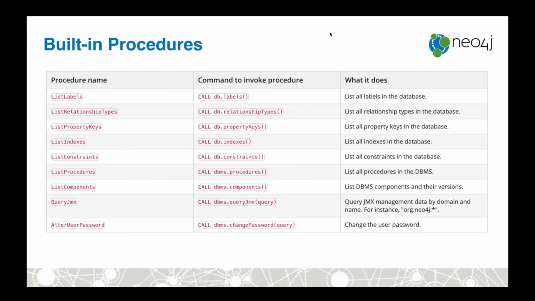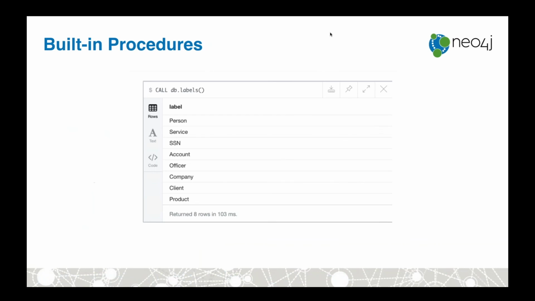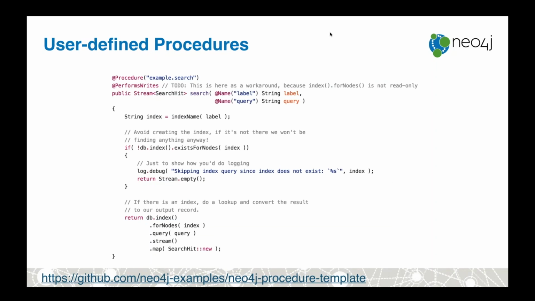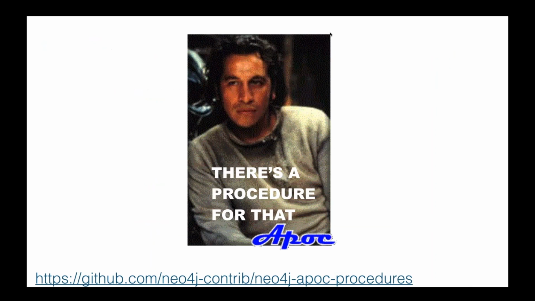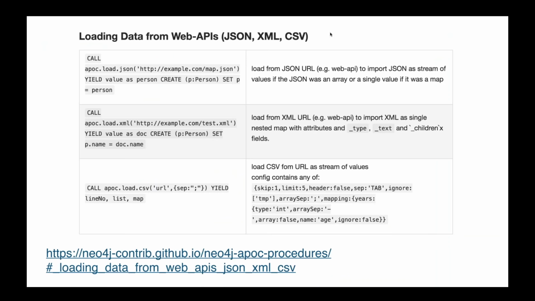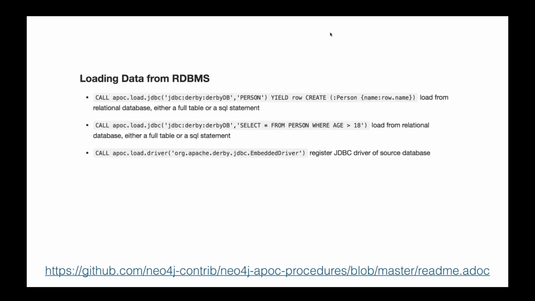These are some of the built-in procedures that are available without APOC, so things like finding out all of the labels in the database. But the things in APOC allow you to do things like connect to other relational databases, to load data from the web. So here we're just loading JSON from some web URL. There are things for full text indexes, lots and lots of things in there. I don't have time to talk about them all, but the one I do want to talk about is specifically apoc.load.jdbc.